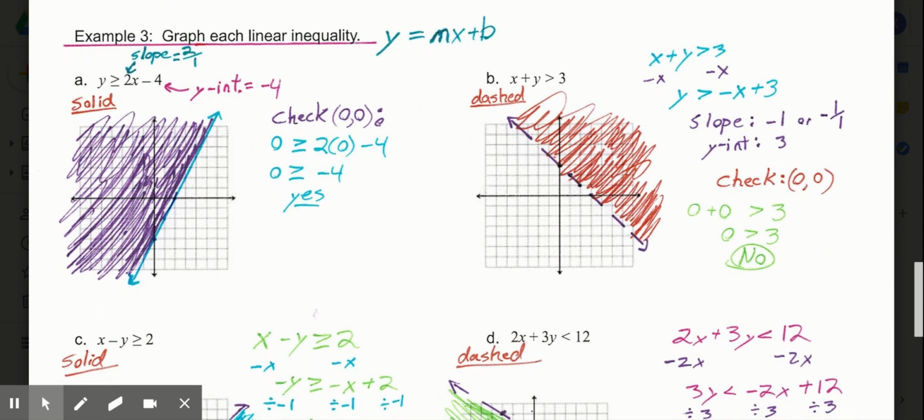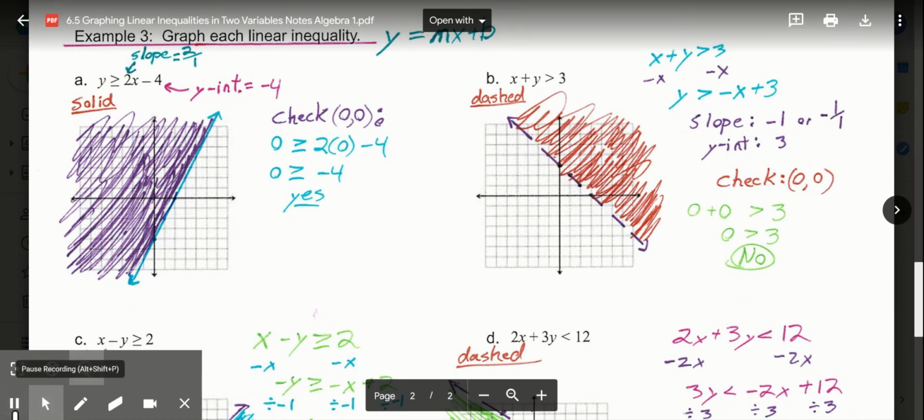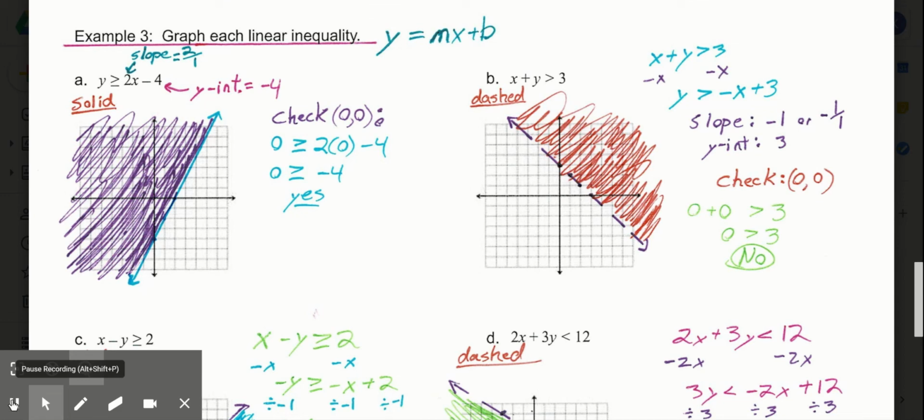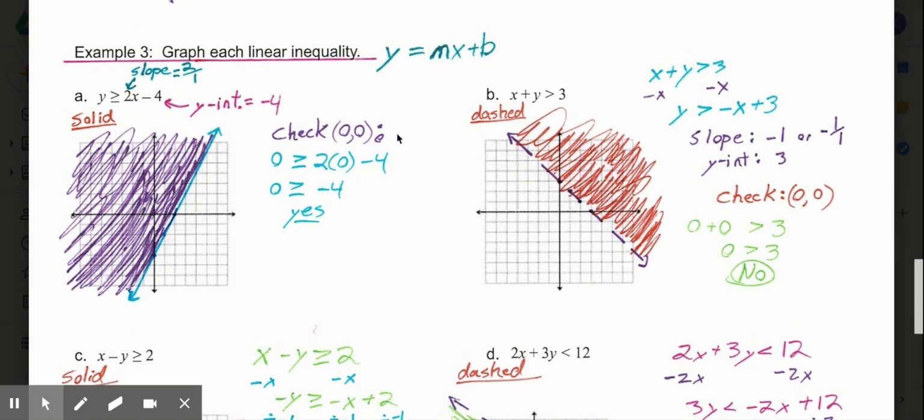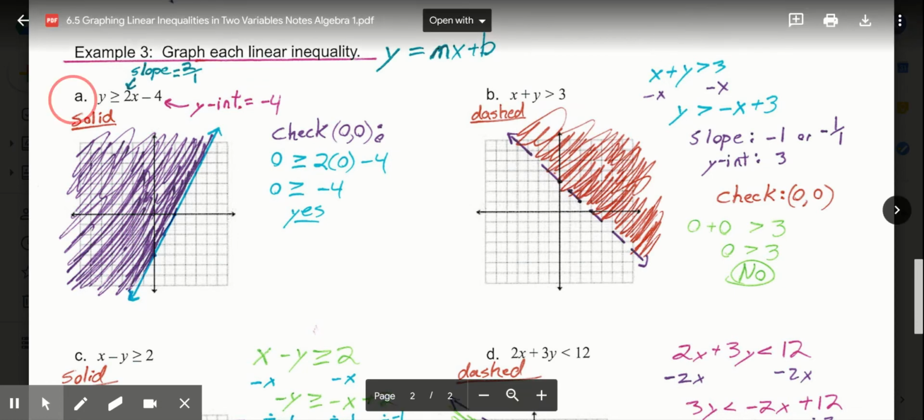Now in example 3, we have to consider putting everything into slope-intercept form. So in example 3, we want to think about y equals mx plus b, or slope-intercept form. So again, this is the case where our first thing we'll want to do is, if the equation or inequality is not solved for y, we want to solve for y. Our first example A, it is already solved for y.